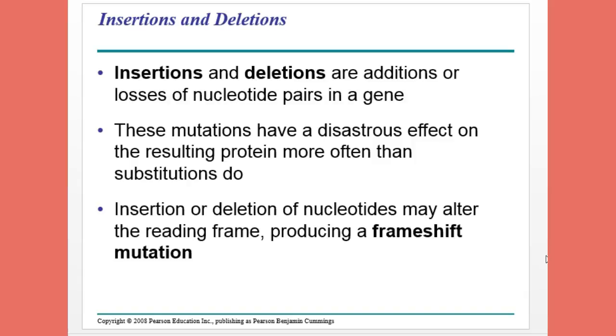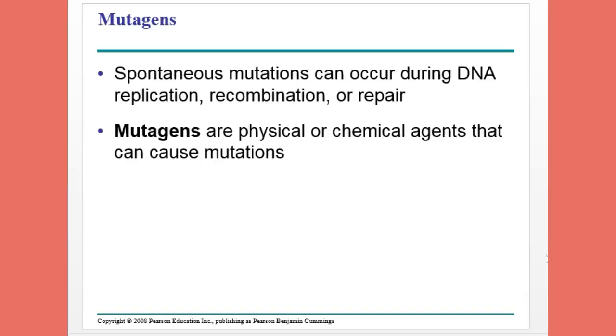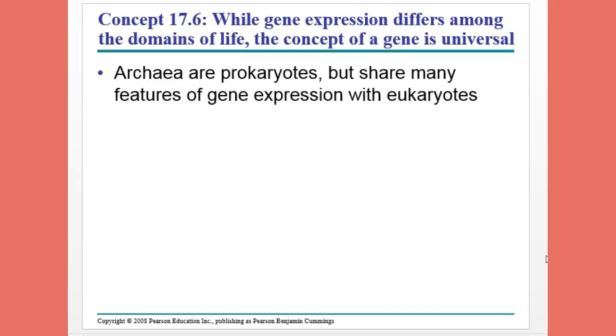from that point forward. Alright, insertion or deletion may alter the reading frame, which produces a frame shift mutation. That's where from that point forward it's altered. Okay? Spontaneous mutations can occur during DNA replication, recombination, or repair. And you have mutagens, which are physical or chemical agents that can cause mutations. Okay? And our last section, 17.6.